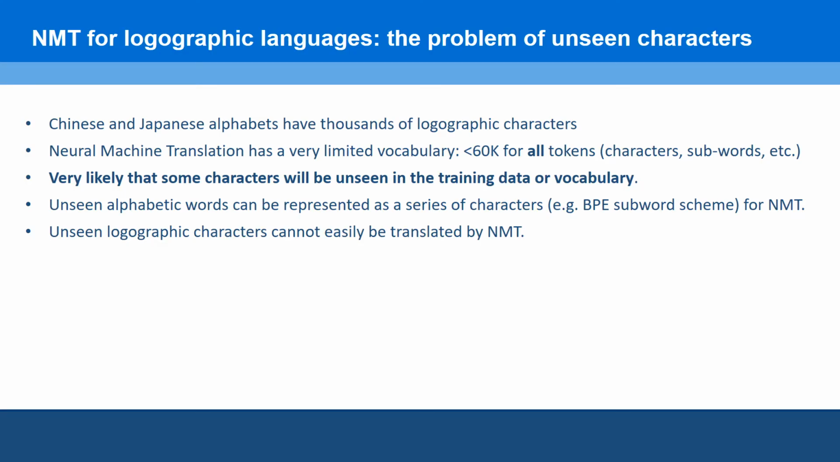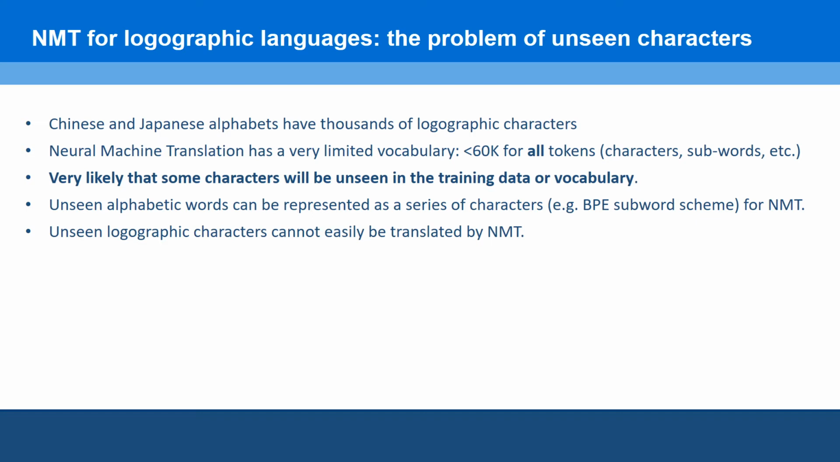Logographic writing systems like Chinese and Japanese are challenging for neural machine translation. They have thousands of possible characters. Many of those characters occur very rarely, and NMT models have limited vocabulary size, usually not more than about 60,000 tokens. It's very likely that some logographic characters in test sentences will not appear in the training data or the model vocabulary.